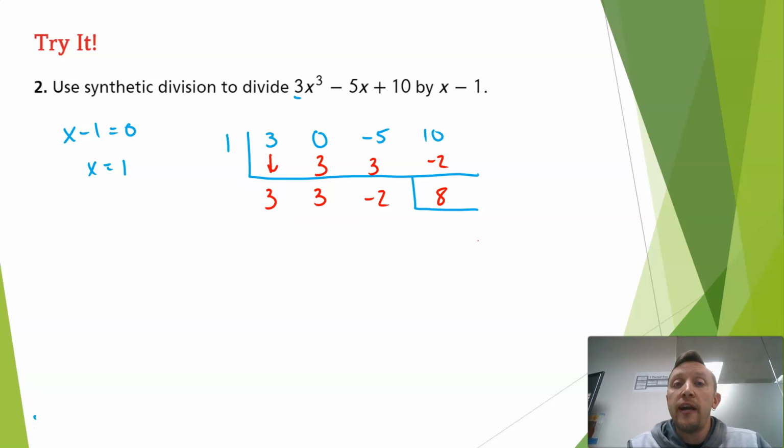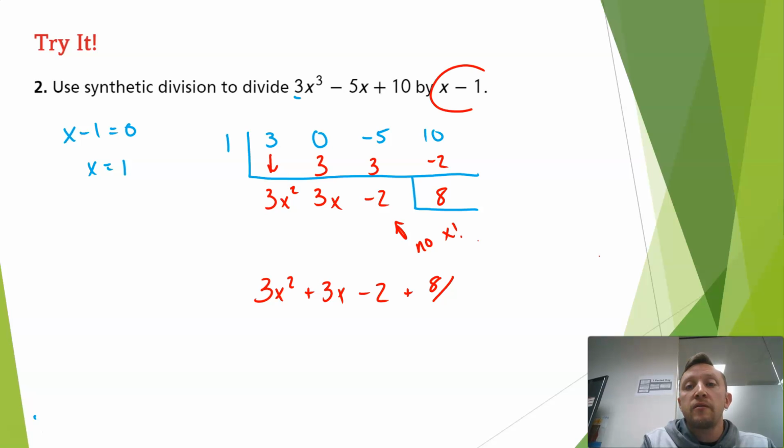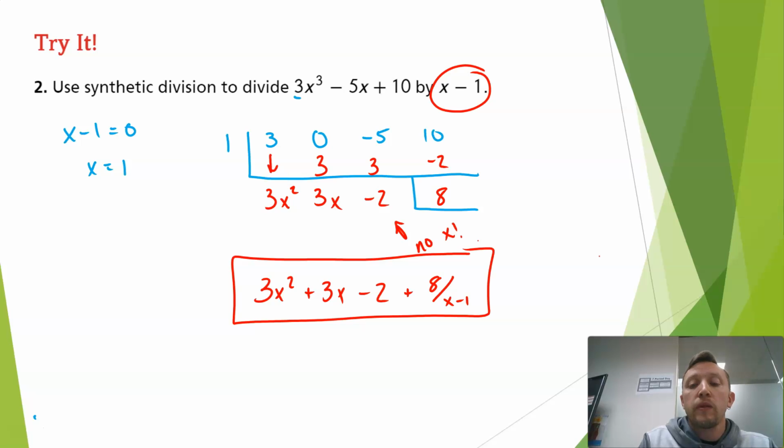So then as far as your answer, remember we have a remainder of 8, and then we're going to work our way from left to right. So the -2, again, no x is going to go with that. So we're going to start with our x to the left of that term, and then go in ascending order. So this would be x squared. So our answer would be 3x squared. Now that's a positive 3x, so I'm going to put plus 3x minus 2, plus our remainder of 8, divided by our original divisor, which is x minus 1. And there's your final answer.